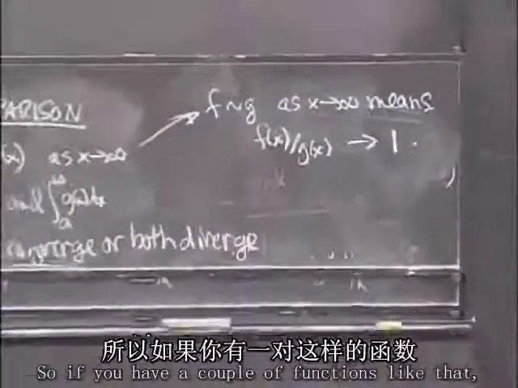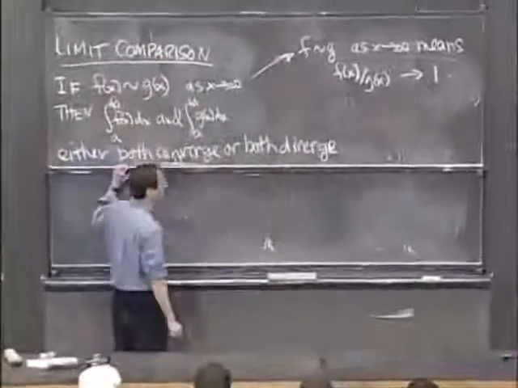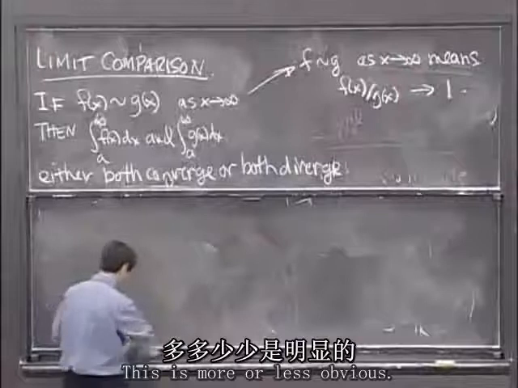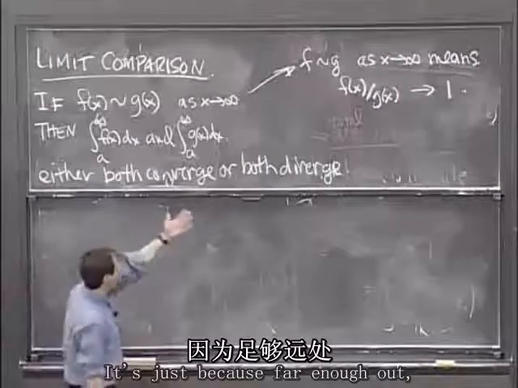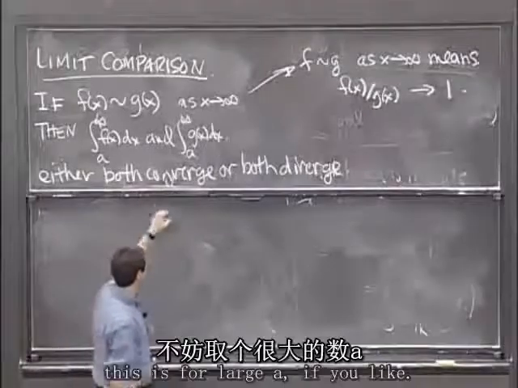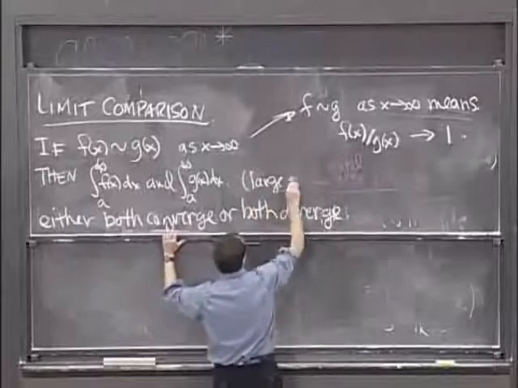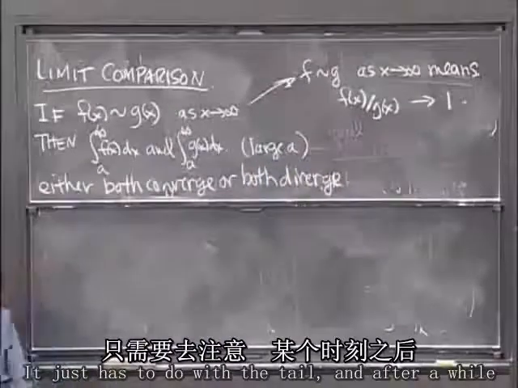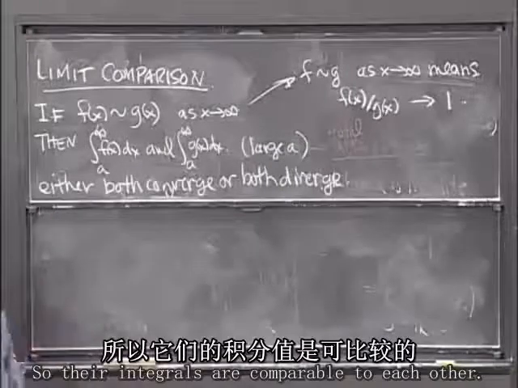So if you have a couple of functions like that, then their behavior is the same. This is more or less obvious. It's just because far enough out, this is for large A, if you like. We're not paying any attention to what happens. It just has to do with the tail. And after a while, f of x and g of x are comparable to each other, so their integrals are comparable to each other.